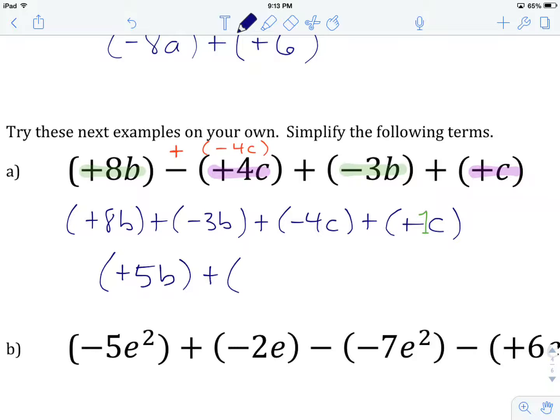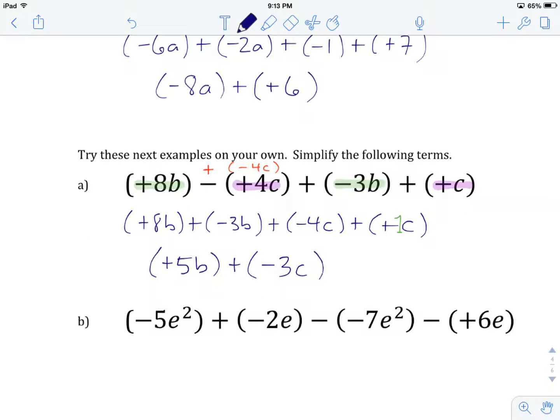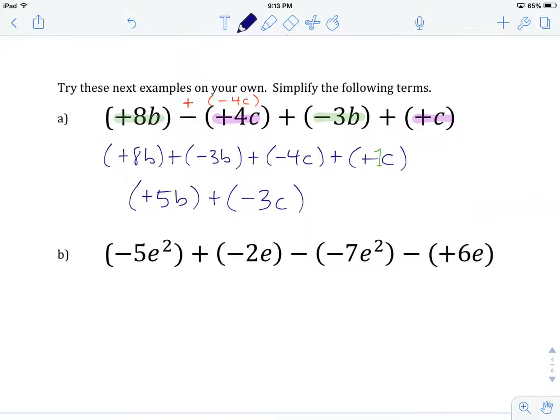Plus, and now I'll work on the second two terms, -4c plus +1c. Again, they're different. The integer with the greatest amount is negative, so my answer will be negative. And the difference between 4 and 1 is 3, and there's my variable c. So there's our solution. Again, hopefully you're getting this right.